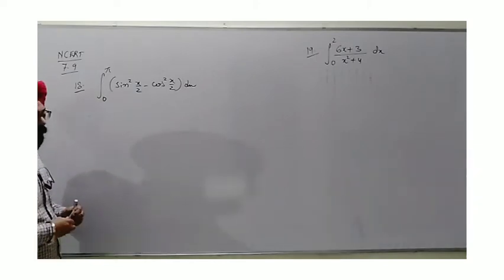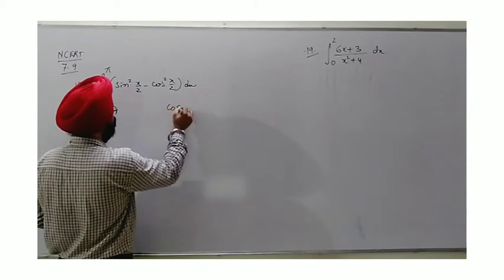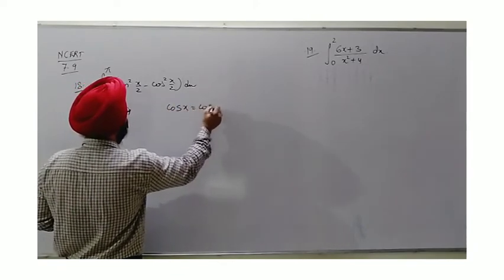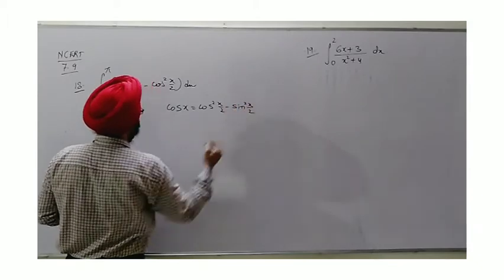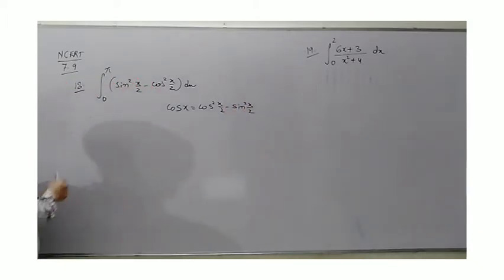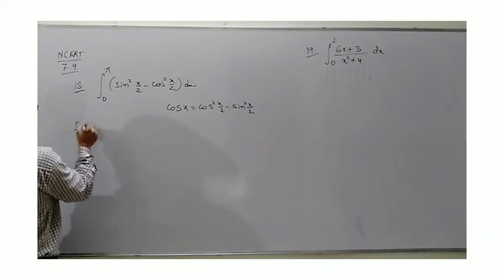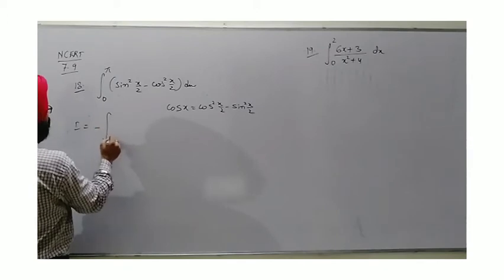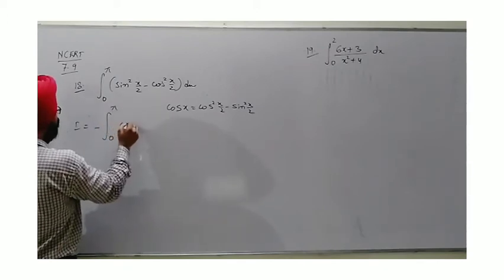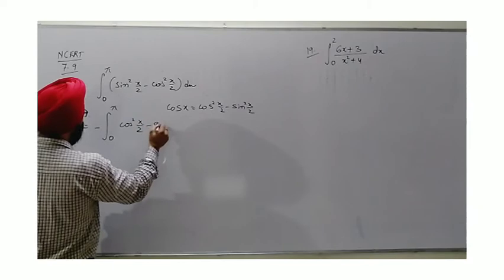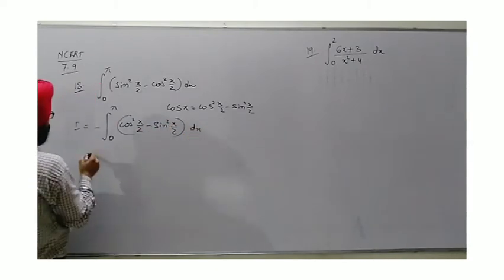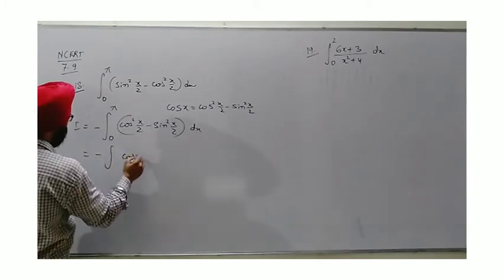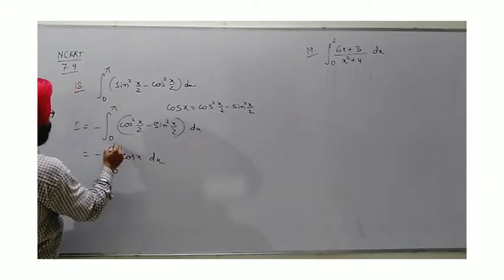But here I see one more identity. Whenever we are having cos x, this can be written as cos square x by 2 minus sine square x by 2. So applying this identity makes the function very convenient. Means what we can do here, if I take minus sine out as common factor, we are left with cos square x by 2 minus sine square x by 2 dx, or directly you can write here. So we get integration of cos x dx, limit from 0 to pi.